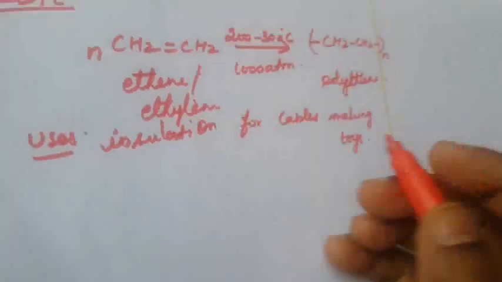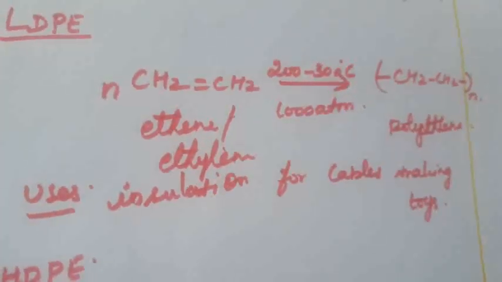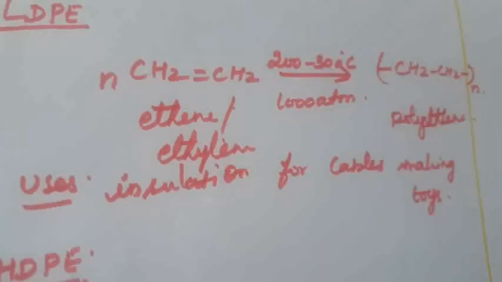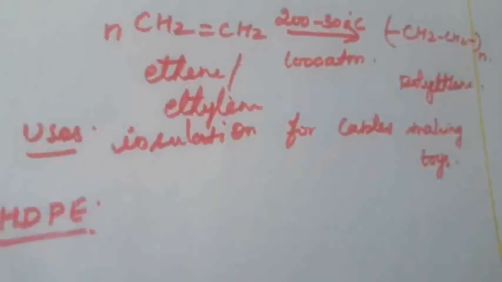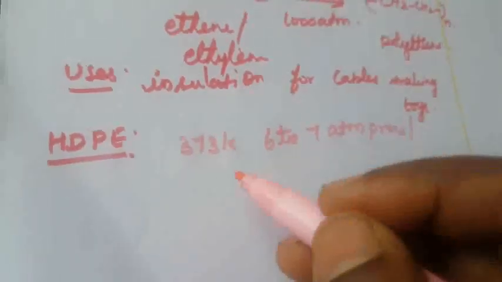Next, what is meant by HDPE? HDPE is the high density polymer. The polymerization of ethylene is carried out with Ziegler-Natta catalyst, giving high density and high melting point. It is used to make bottles. How is high density polythene prepared? The polymerization of ethylene is carried out at 373 Kelvin and 6 to 7 atmospheric pressure, and the catalyst is Ziegler-Natta catalyst.